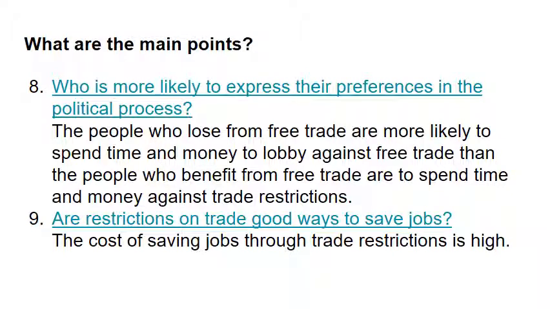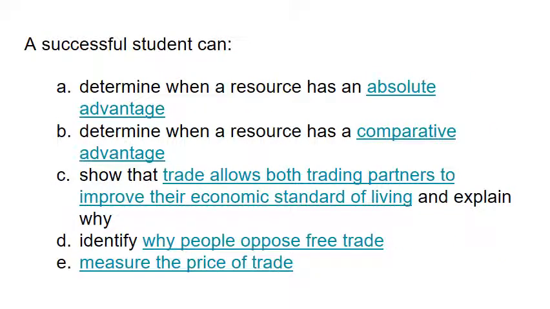Are restrictions on trade a good way to save jobs? The cost of saving jobs through trade restrictions is high. At the end of the lesson, the successful student can determine when a resource has an absolute advantage, determine when a resource has the comparative advantage, show that trade allows both trading partners to improve their economic standard of living, and explain why. Identify why people oppose free trade and measure the price of trade.